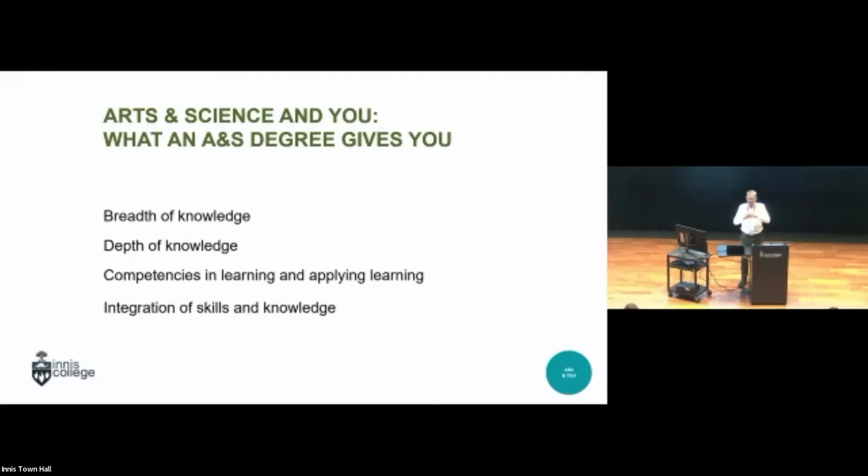So if that's a context for the Faculty of Arts and Science, I wanted to spend just a minute explaining what the purpose is of an undergraduate degree in the Faculty of Arts and Science at the University of Toronto. And in its most condensed form, I would say that the Faculty of Arts and Science degree offers breadth of knowledge, depth of knowledge, competencies in learning and applying learning, and integration of skills and knowledge.